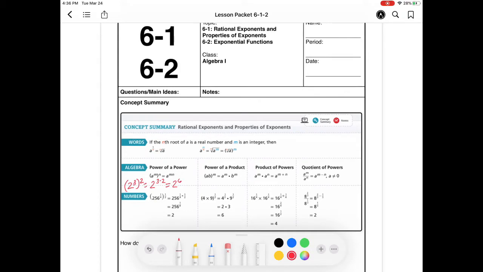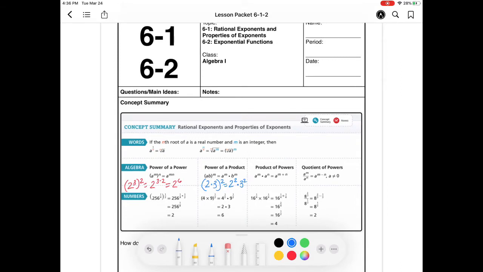The next one is the power of a product. So that's when I have two different numbers being multiplied together, and that whole quantity is being raised to a power. In this case, each number that is being multiplied together can get individually raised to that power. So 2 times 3 to the second power is equal to 2 to the second power times 3 to the second power.